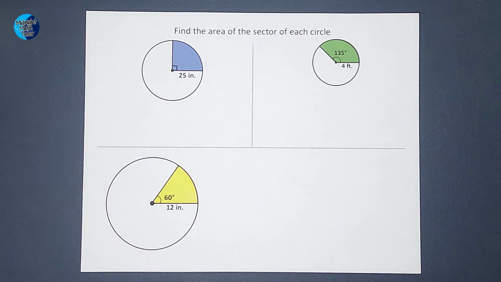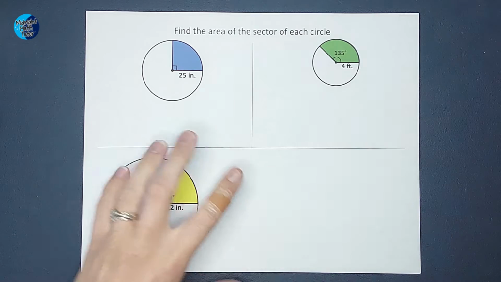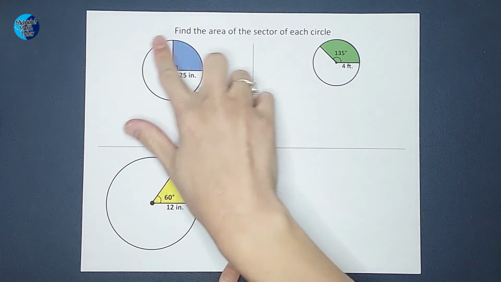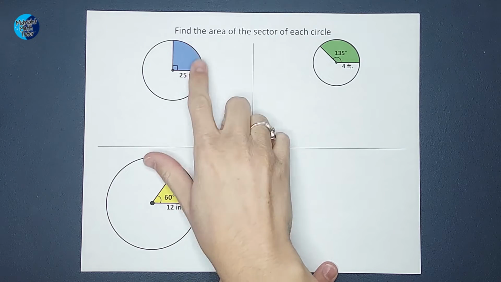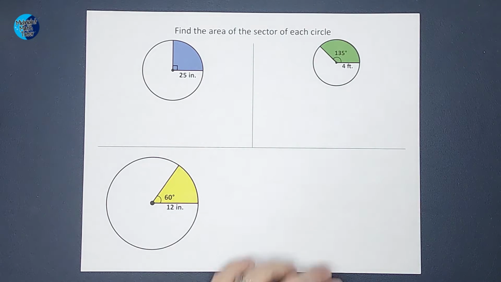Hey guys, you have probably been finding the area of circles. If not, or if you need a review, I'll link a video in the corner. But now we want something a little different. We aren't looking for the area of an entire circle. We're just looking for a section or a sector. So how do we do that?